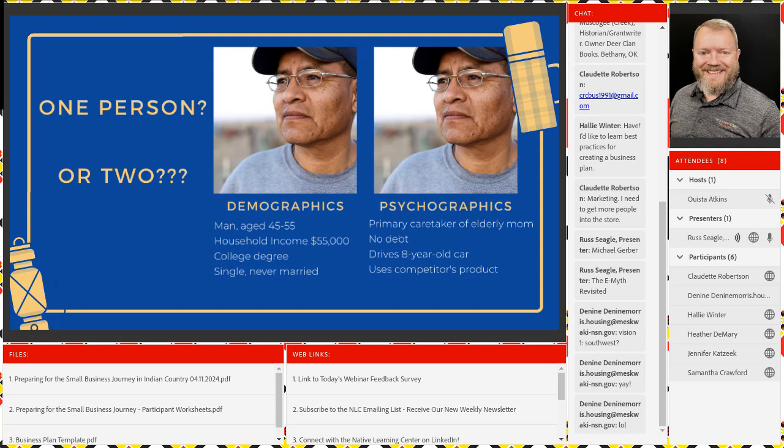So when we start putting together a customer profile, we want to look at demographics, which is information you can find at the library. And you can go to any library. I can walk, and the tribal library is in our building. It will take me all of 30 seconds to walk over there. Now, they don't have stacks and stacks of business and business research books.